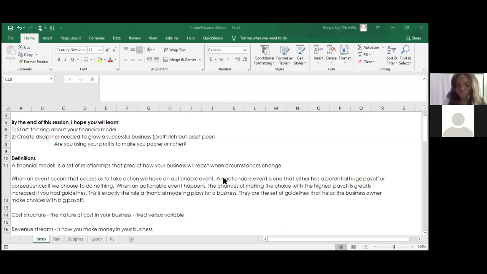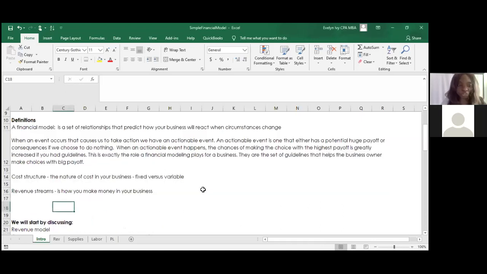The other thing we're talking about is your cost structure. It's the nature of cost in your business. How much of it is fixed? How much of it is variable? That's called your cost structure. And your revenue streams is how you make money in your business. So these are the things we'll be focusing on. We'll start with your revenue streams.